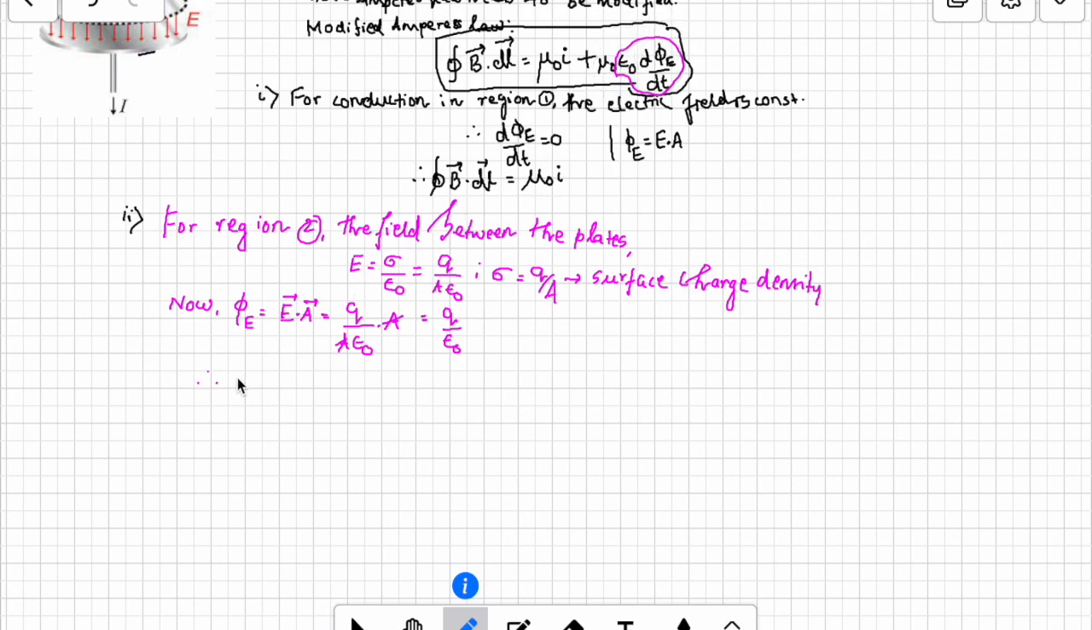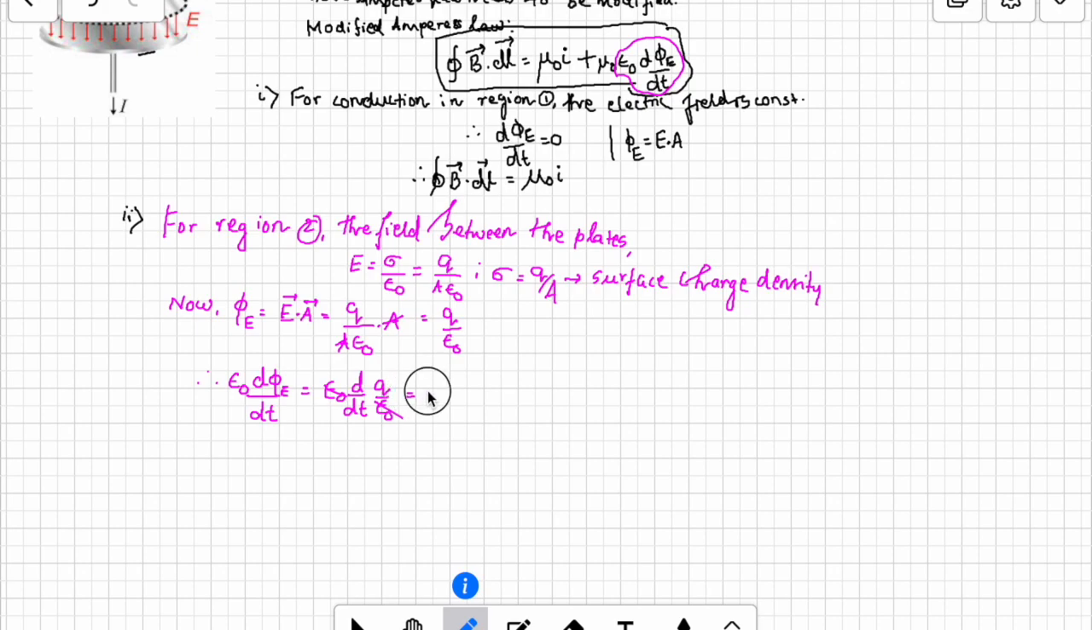We can say that epsilon naught d phi E by dt is equal to, now d phi E by dt, we can do it, right, because we know what is phi. So I can take it as epsilon naught d dt of phi. Phi is q by epsilon naught. We have just now seen this. So we can write it down as q divided by epsilon naught. Now this epsilon is a constant, so I can just cancel it out. So I've got just dq divided by dt.